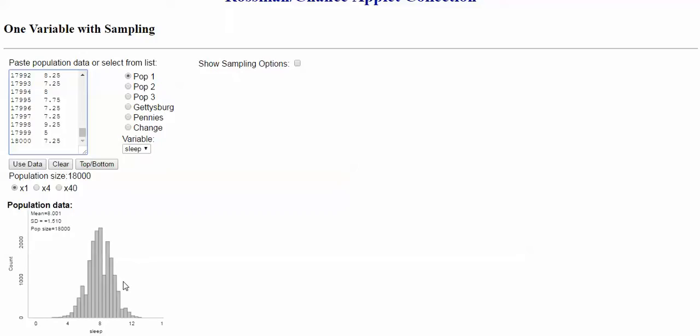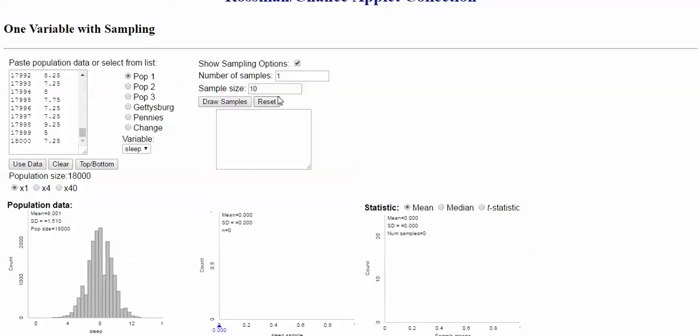So now that we understand what this screen is showing, we'll actually randomly select a sample from this population. The first thing I need to do is click right here where it says Show Sampling Options. And I can pick a sample size. I can type whatever number I want in here, but I'll use a sample size of 10. And so when I click on Draw Samples, it's going to give me one sample of 10 people. It's going to randomly draw 10 people from this population.